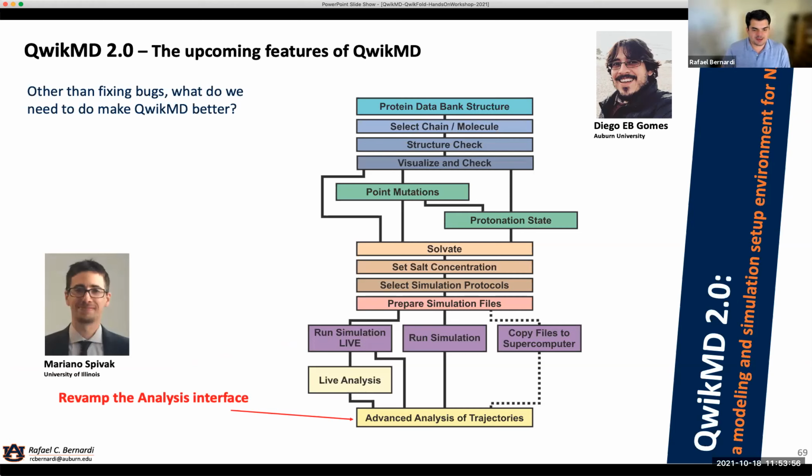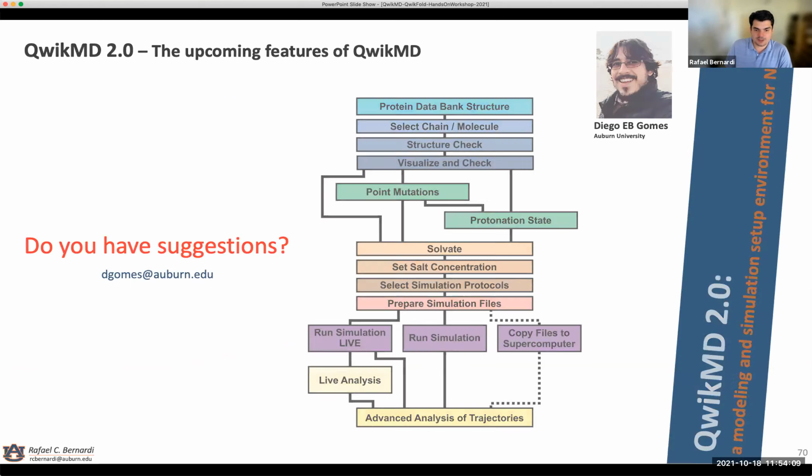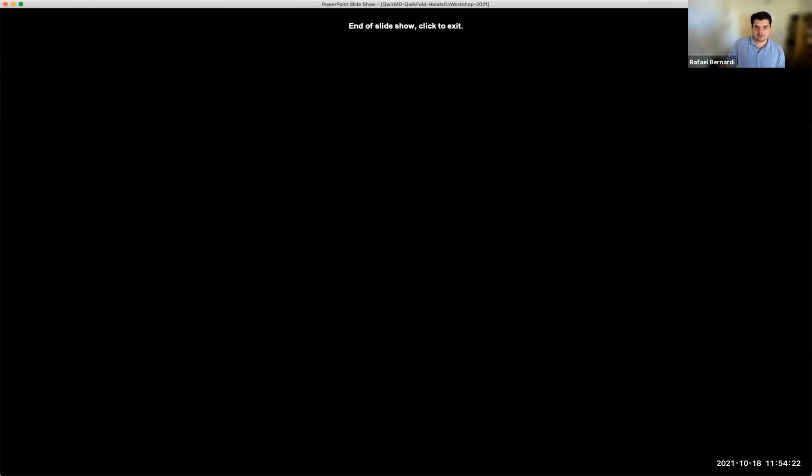And last, TopoGROMACS, somebody mentioned here, might be that. Mariano, who is here also today, we want to revamp this analysis interface that Mariano is actually working on right now. If you have any suggestions, feel free to contact Diego, who is also here today with us. And also, if you have any questions for me, I'm here to answer right now. So actually, Diego has something to show. He's going to show you a live demo of the Quickfold. And that was it. So this is the Department of Physics here at Auburn. If you want to visit us, we'll be happy to have you in town, or if you're around.